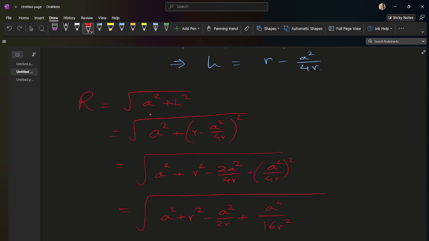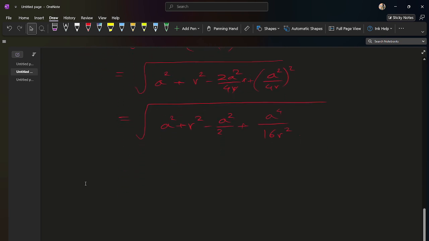Now we have r here, so the r terms will cancel out, so there does not exist any r, and we will get a square by 2 and this other term. So my big R is equal to what we got in this.